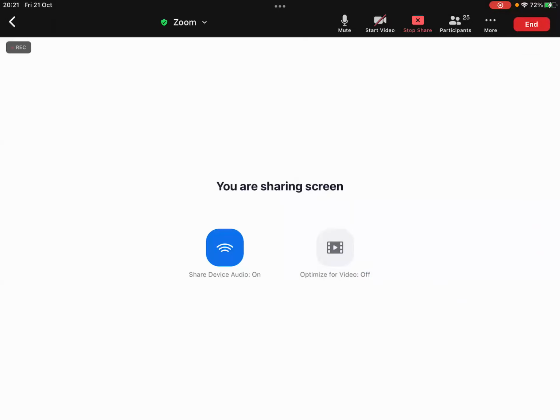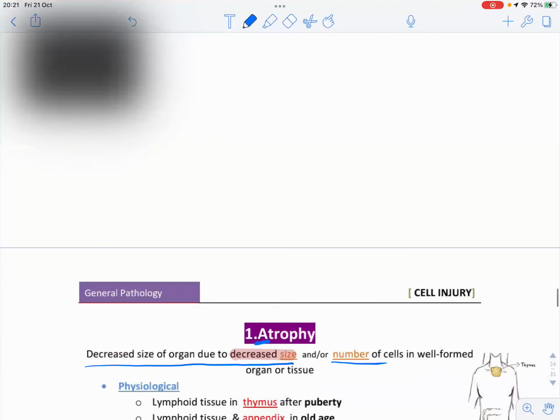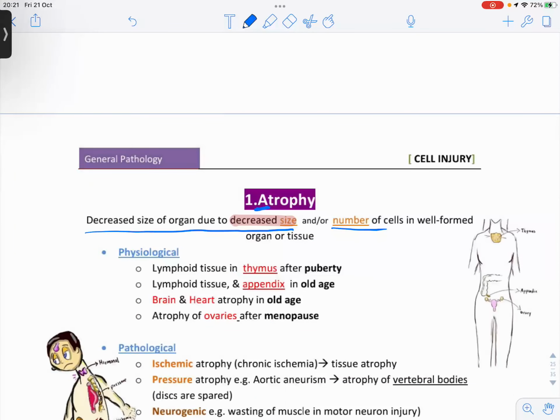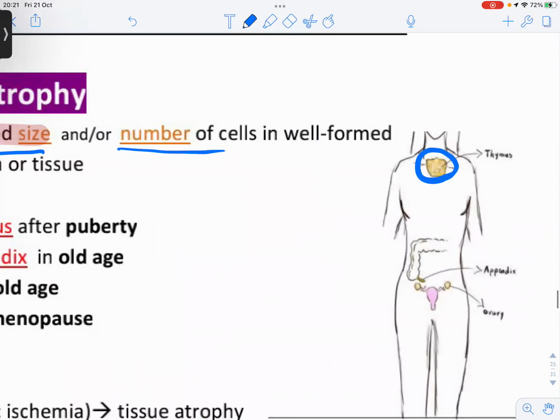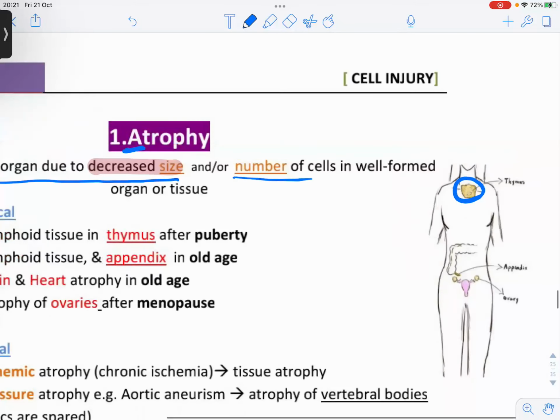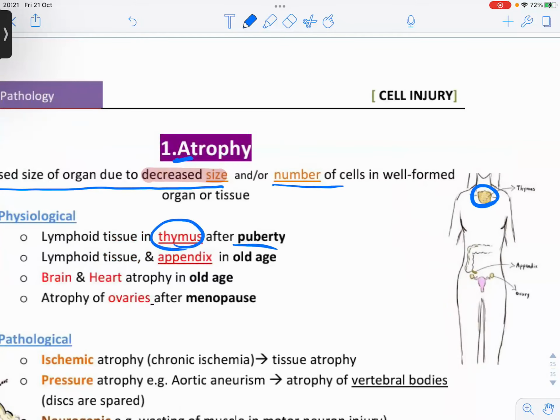So the first physiological atrophy is completely normal. It happens normally. The thymus is an immune organ present mainly in children, and after a specific age, the thymus will start to die off. The cells will die off. So first, the thymus after puberty.